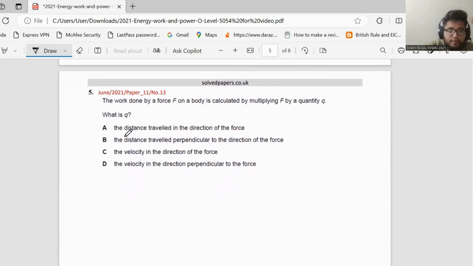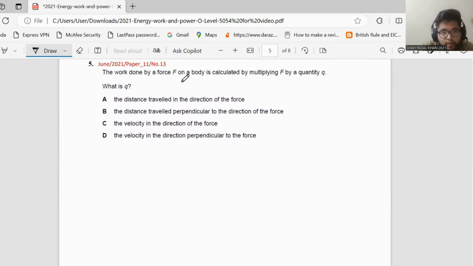So now let's go on to question number five. The work done by force F on a body is calculated by multiplying F by quantity Q. What is Q? Okay, so what is work done? The definition of work done. Work done basically means that when force is applied on a body and that body moves in the direction of the force, that is called work done. Basically, the basic definition of work done.